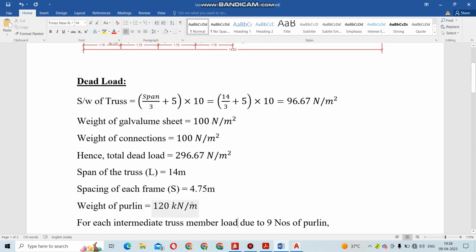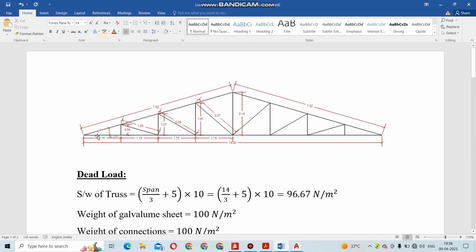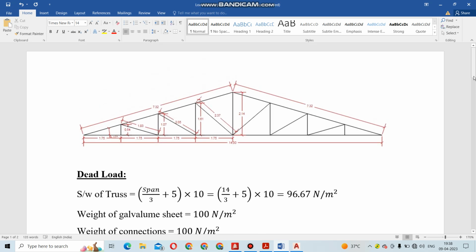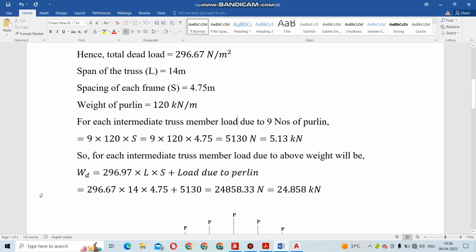For each truss there will be 9 purlins. How does it come to 9? You can see the upper nodes: there are a total of 9 nodes in the upper region. From the left side it is 4, from the right side it is 4, 4 plus 4 is 8, and the intermediate upper node is 1. So there are a total of 9 nodes, and at each node there will be 1 purlin. So there are a total of 9 purlins, and the purlin weight is given per unit length.